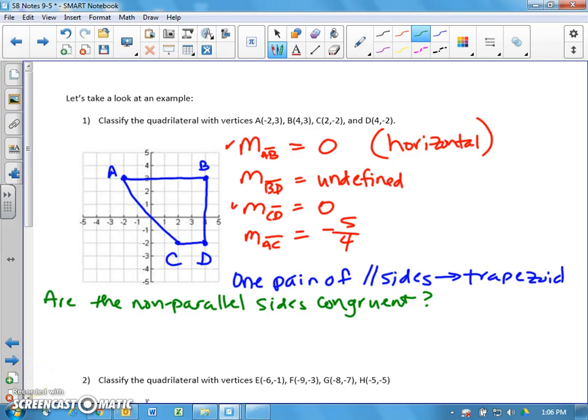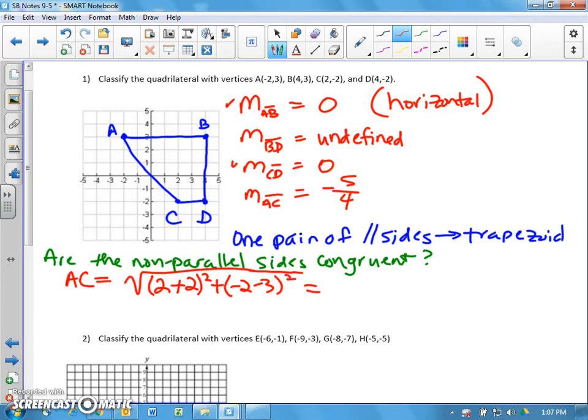Remembering that geometry is all about proof, we need to be able to show whether they are or are not congruent. Simply looking at them and saying, yeah, I don't think they are, is not good enough. So we're going to go find the length of AC and the length of BD. Using the points that we were given, we put in our x2 minus x1 squared plus y2 minus y1 squared. 2 plus 2 is 4. 4 squared is 16. Negative 2 minus 3 is negative 5. Negative 5 squared is 25. So what we found here is that we have the square root of 41.